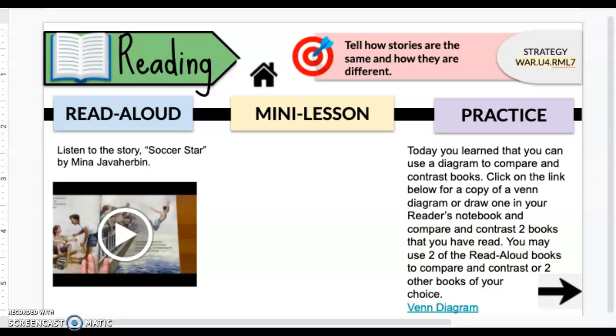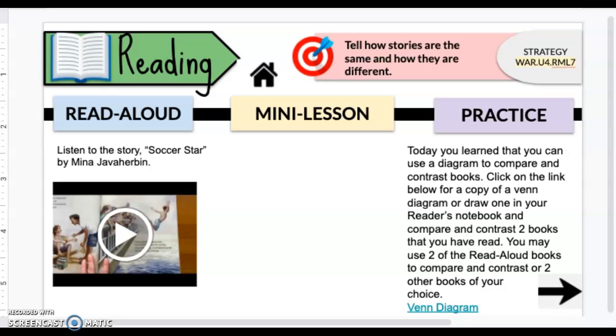So today you're going to learn that sometimes when you read a story, you can find similarities and differences, and we call that compare and contrast. Compare is finding similar things, contrast is finding different things.